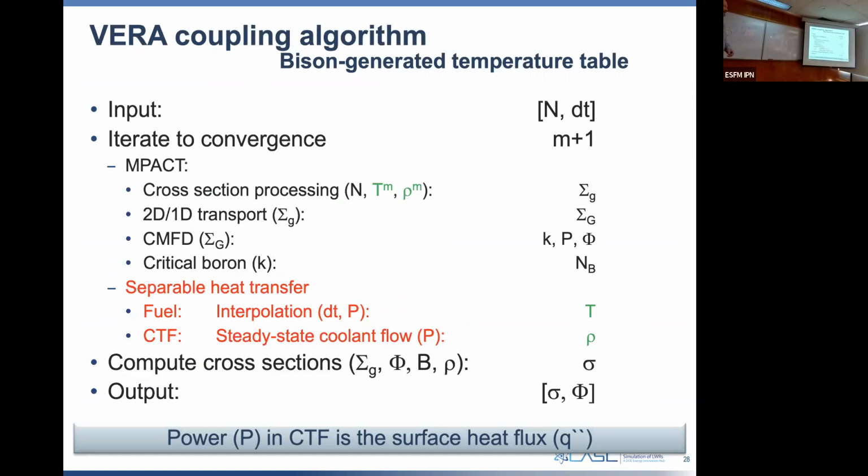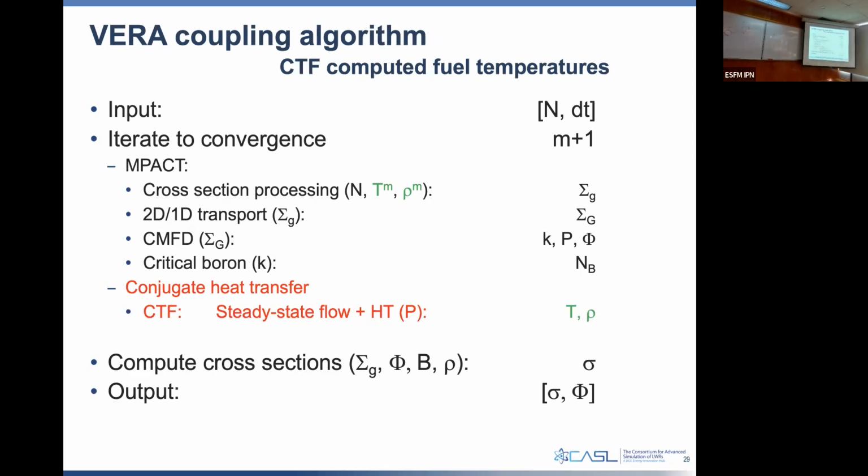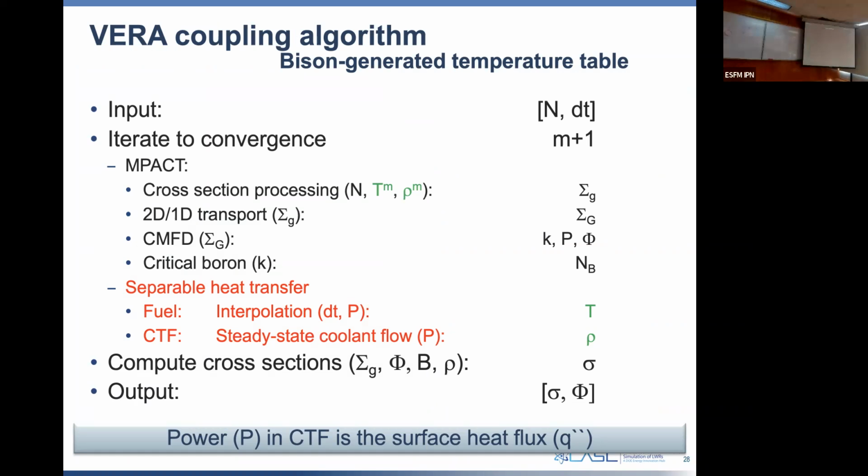So I mentioned this aspect of the fuel. So we actually have, let's see what time. Oh, I'm running out of time. All right. Okay, that is it. All right, good, perfect timing.